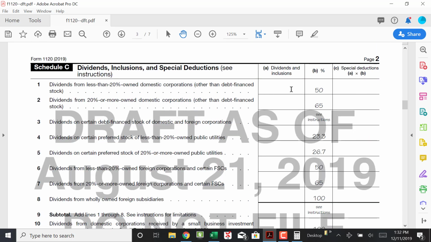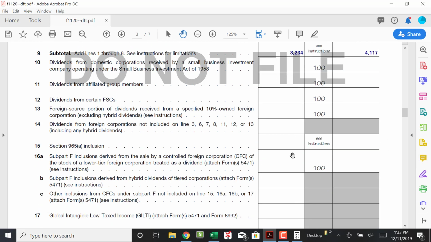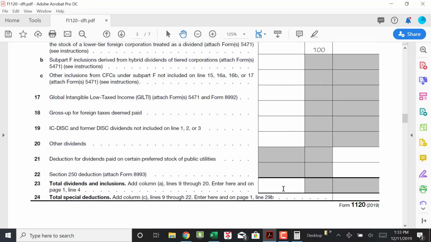This is our dividend received deduction. Our dividend received was 8,234, and the deduction 4,117. There is a total line here, subtotal. So I'm making sure to fill in all of the subtotal lines, fully complete this tax return, and there's a total at the bottom. So now page 2 is done.